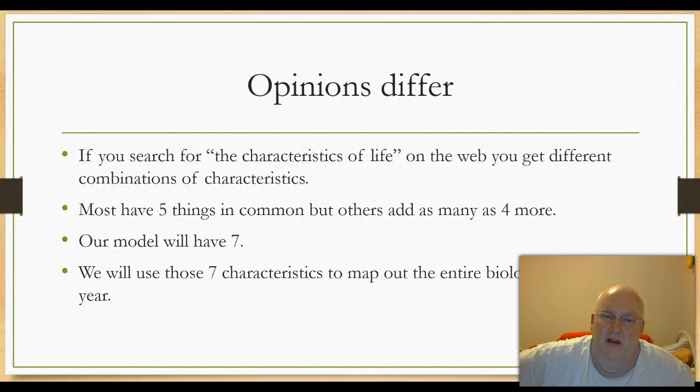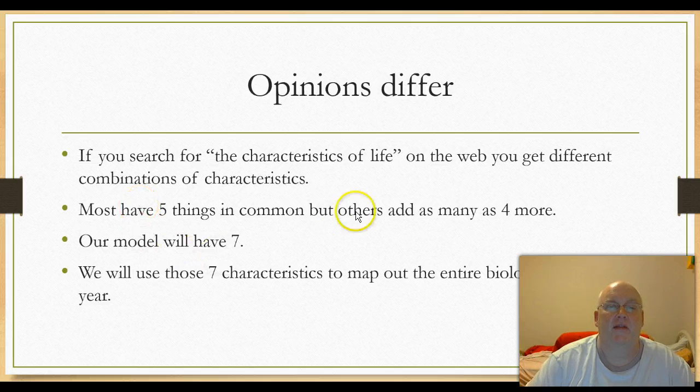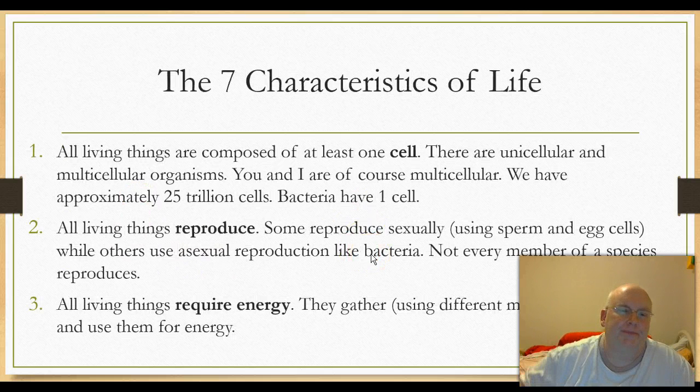So these are 7 characteristics that all living things, no matter how different they are, no matter how diverse they are, have in common. And to be considered a living thing, a life form, an organism, they must exhibit all 7 of these. You can't exhibit just 6 or 5 or just 1. It's got to be all 7. So let's take a look at them.